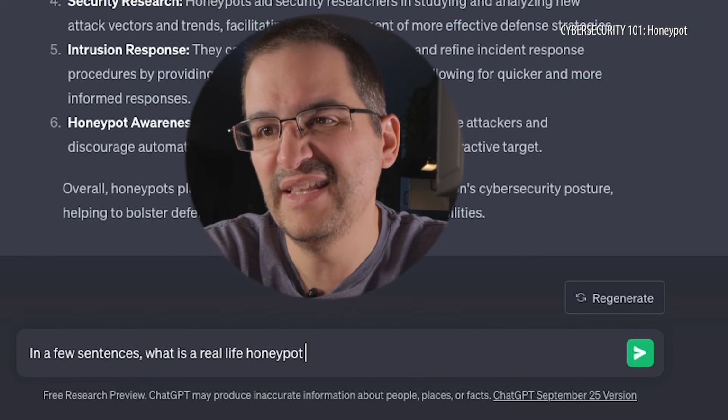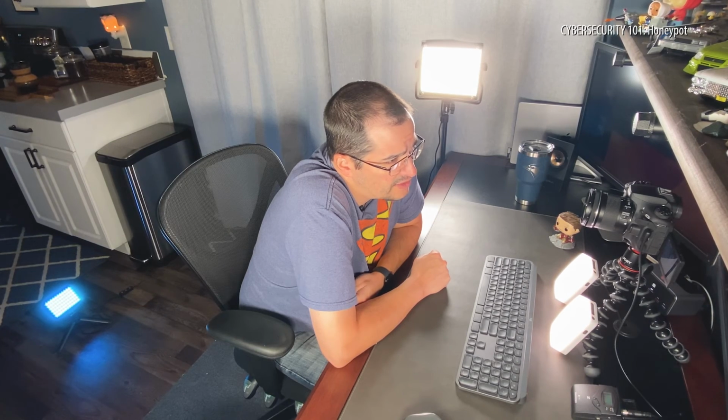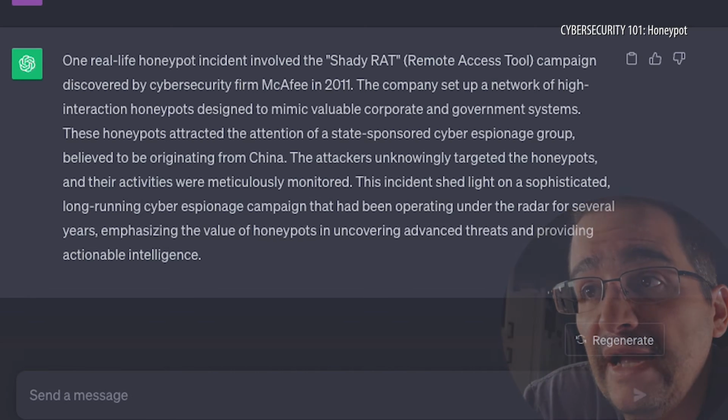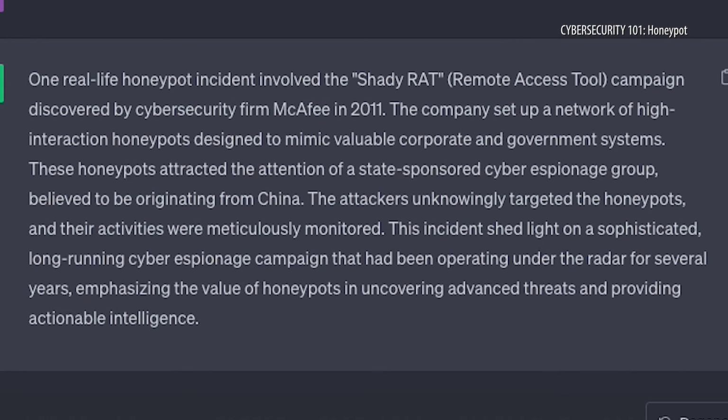All right, and as I like to do at the end of these, now that I've got an idea of what I'm doing on these, I kind of want to know, what is a real-life honeypot incident? Go. One real-life honeypot incident involved the Shady Rat. Okay, RAT stands for Remote Access Tool. So the RAT campaign, discovered by cybersecurity firm McAfee in 2011. The company set up a network of high-interaction honeypots designed to mimic valuable corporate and government systems.